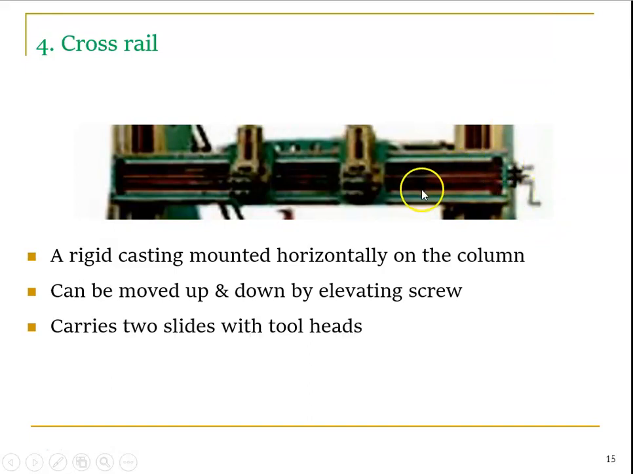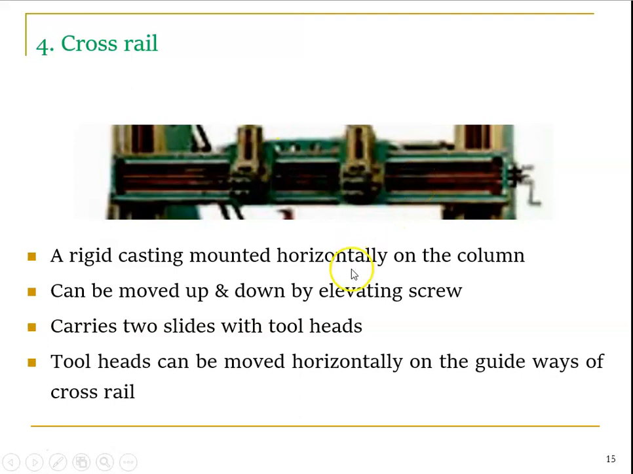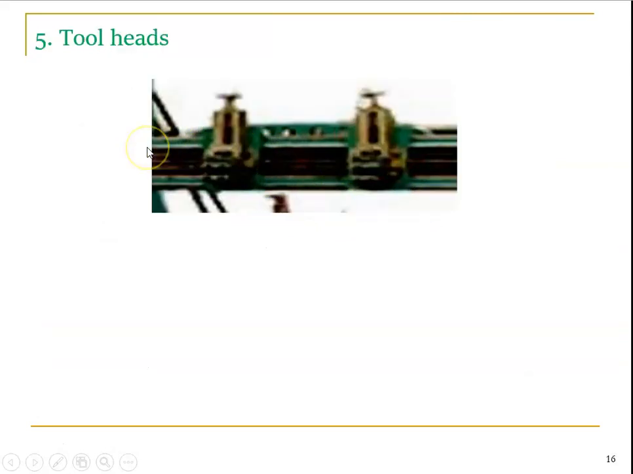It carries two slides, so two heads. There are two slides, and even three tool heads can be used. So tool heads can be moved horizontally on the gateways of the cross rail. Here horizontally there is a gateway. We can move along this gateway.